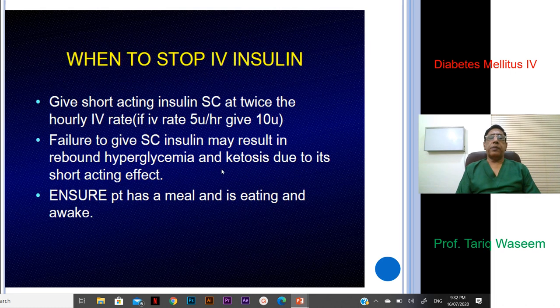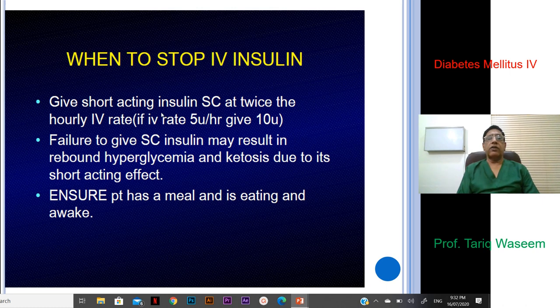When should we stop? Usually, we give a short-acting insulin subcutaneous twice the hourly infusion rate, meaning that if you are giving it infusion at a rate of 5 units per hour, give 10 units of insulin, or double the dose of continuous hourly infusion rate, subcutaneously, right? And if you don't give this, when you discontinue the insulin infusion, there would be a very rapid rise again in blood sugar level.